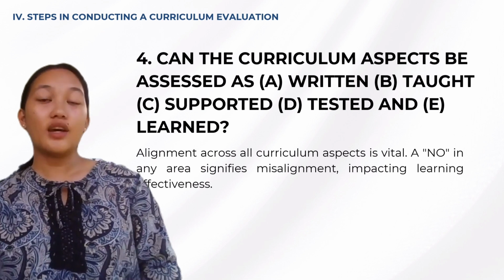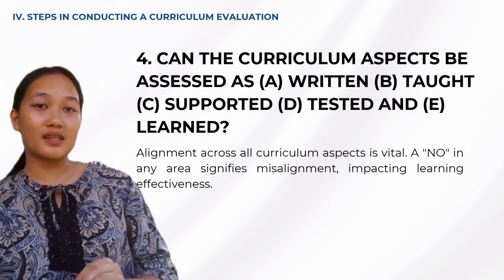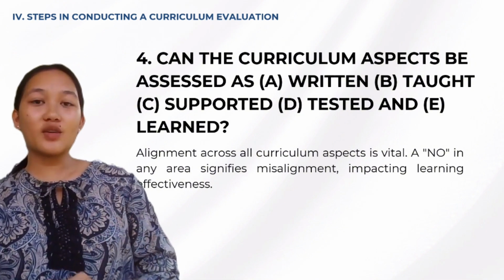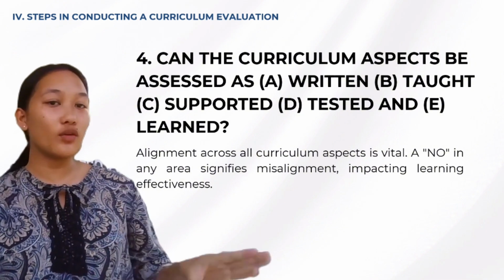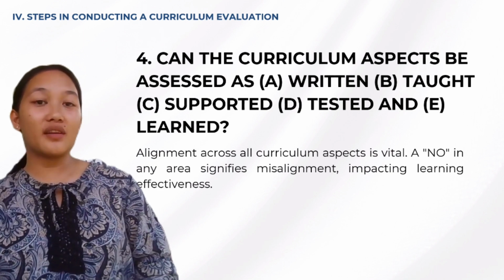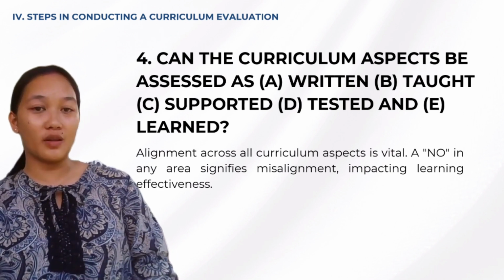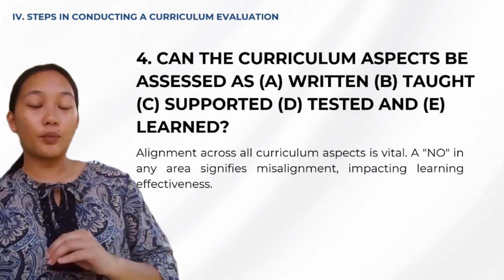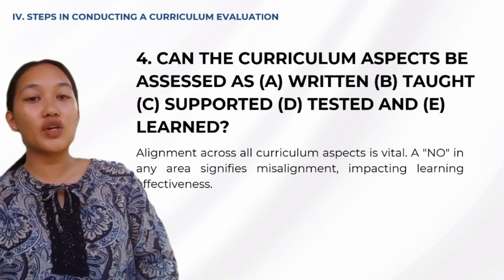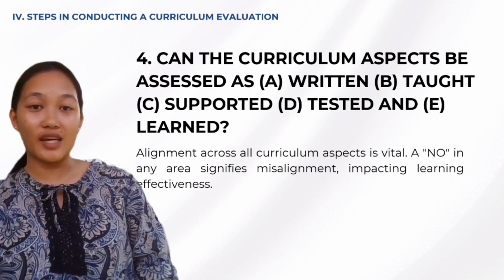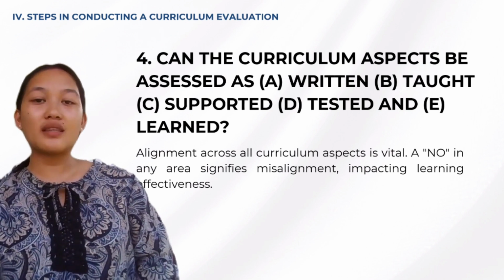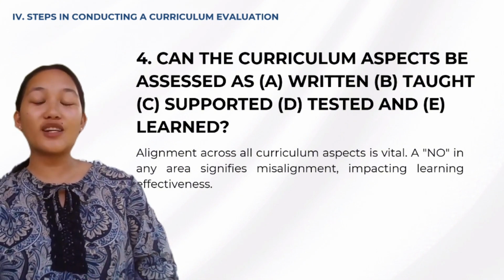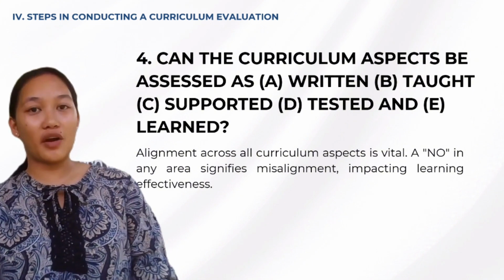The next question is, can the curriculum aspects be assessed as written, taught, supported, tested, and learned? This question highlights the importance of aligning all aspects of the curriculum, wherein the written refers to the documented curriculum, the taught refers to the actual instruction delivered by teachers, supported refers to the resources and infrastructure provided to facilitate learning, tested refers to the assessment methods used to measure student learning, and learned refers to the actual knowledge and skills acquired by the students.